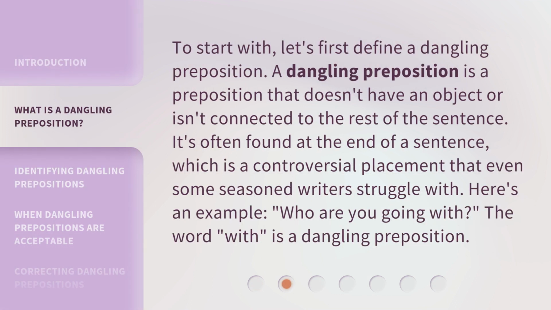To start with, let's first define a dangling preposition. A dangling preposition is a preposition that doesn't have an object or isn't connected to the rest of the sentence. It's often found at the end of a sentence, which is a controversial placement that even some seasoned writers struggle with. Here's an example. Who are you going with? The word "with" is a dangling preposition.